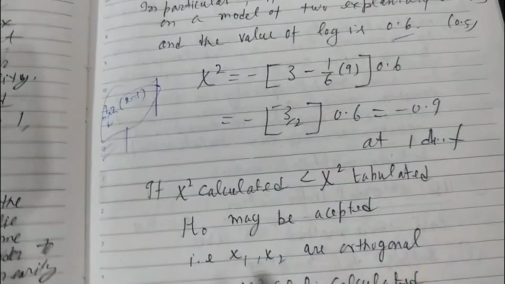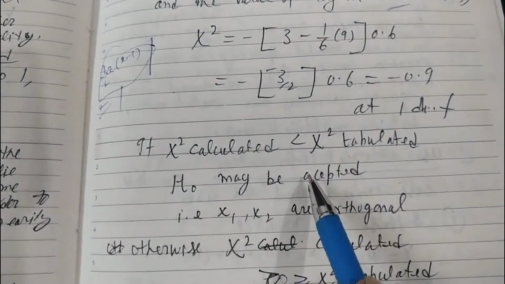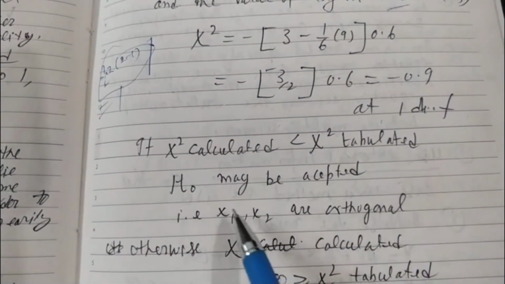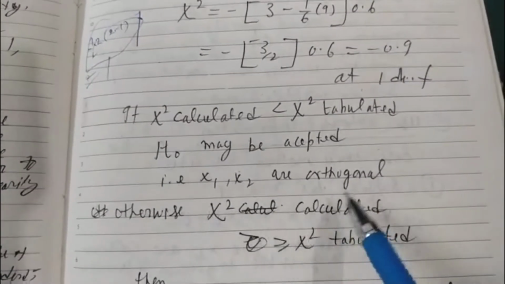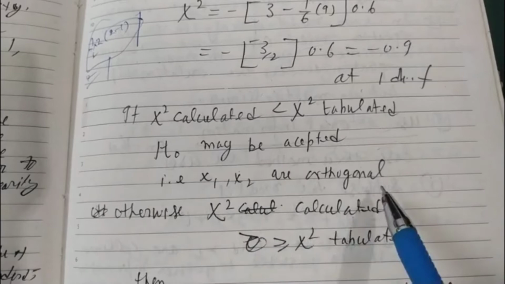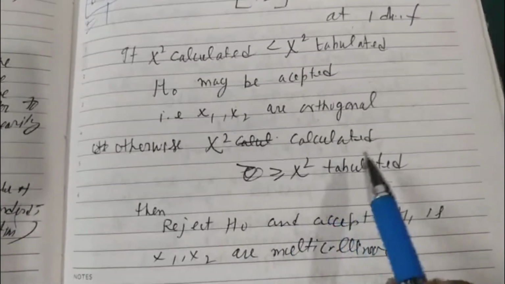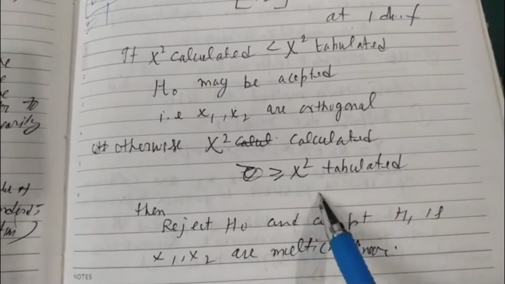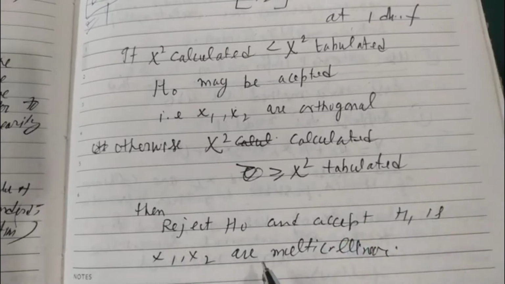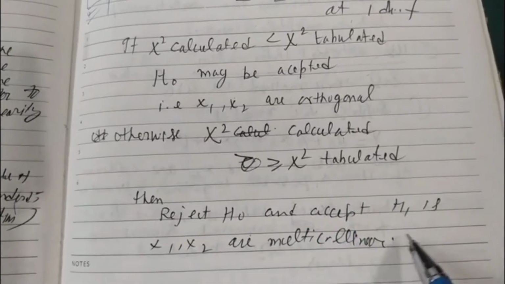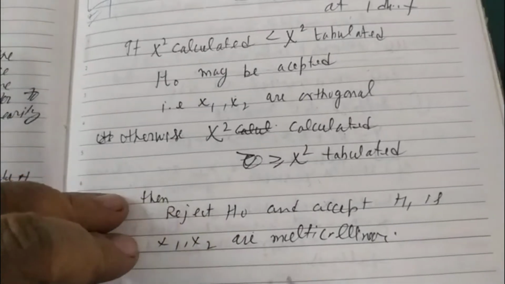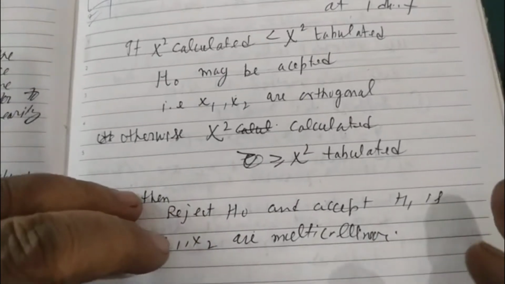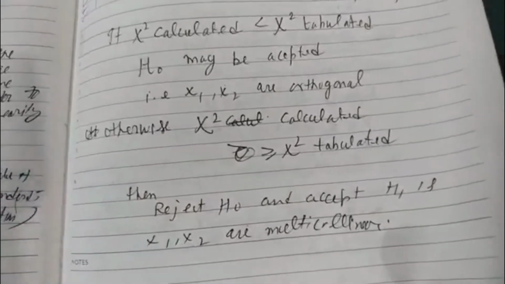If chi-square calculated is less than tabulated, the hypothesis may be accepted, meaning x1 and x2 are orthogonal. Otherwise, if chi-square calculated is greater than or equal to chi-square tabulated, reject the null hypothesis and accept H1, meaning x1 and x2 are multicollinear. In this way, we can find the degree of multicollinearity.